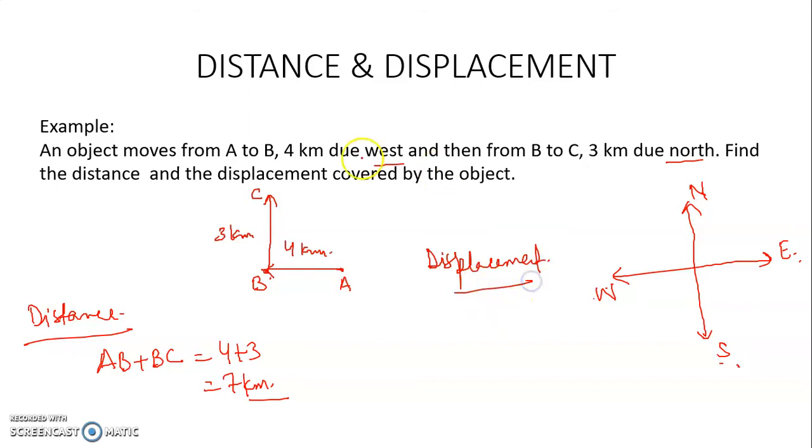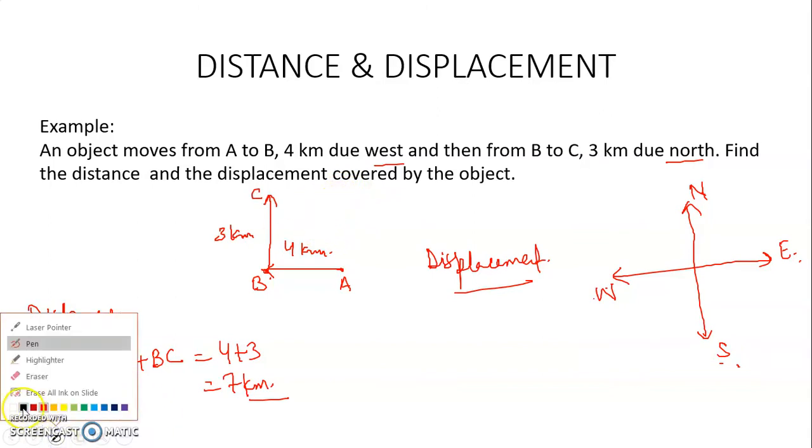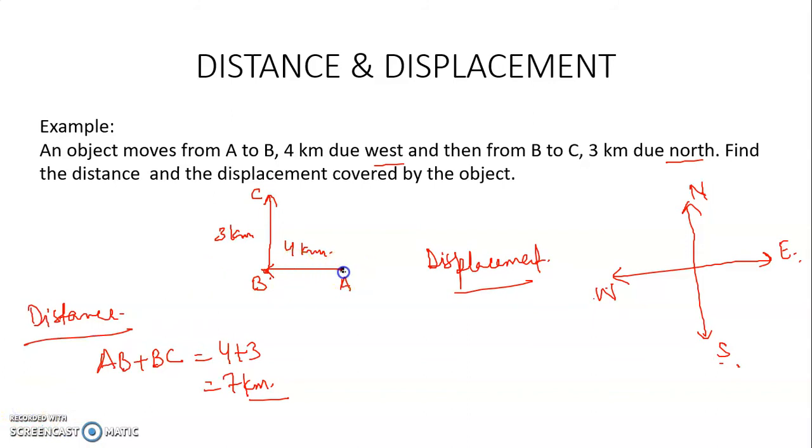For displacement, I told you it is the shortest distance between the initial and the final position. So if this is my initial position and this is my final position, the shortest distance between these two will be the hypotenuse to this right angle triangle. So AC, right? So how do you calculate AC?